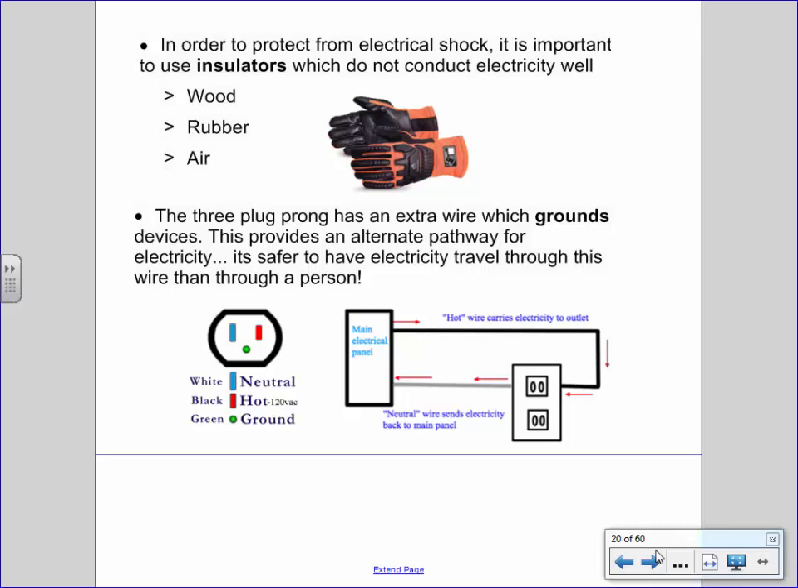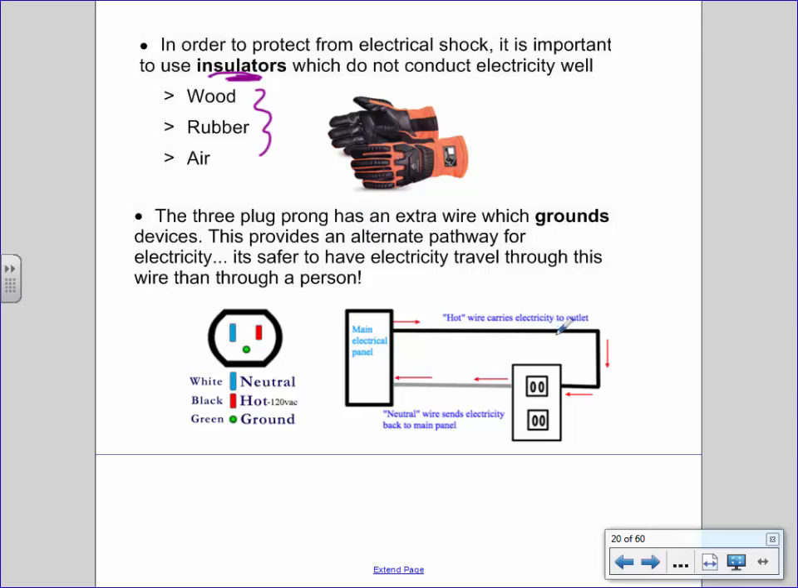So what I need you guys to know, because I go a little bit beyond what you're going to get tested on, but I need you guys to know about insulators. So here would be 3. If I were to ask you to name me some insulators: wood, rubber, air, they're all good insulators. And I threw a picture on here of these rubber gloves because if you were working with high voltage and high amps, you would want to wear rubber so that you don't conduct electricity so you don't die.